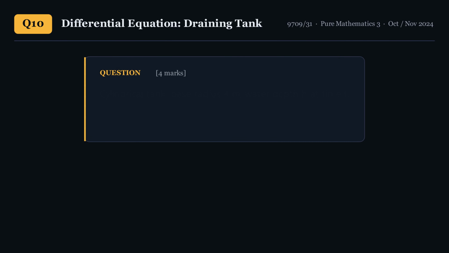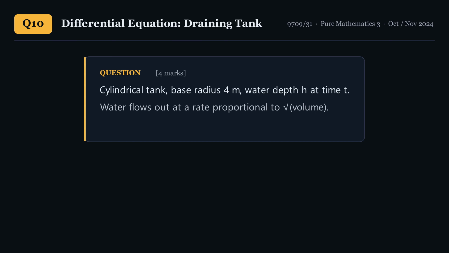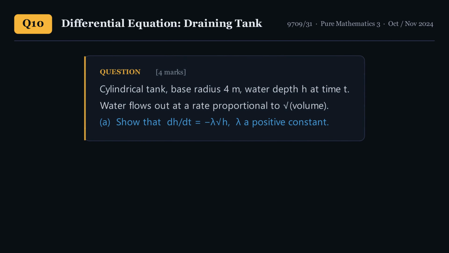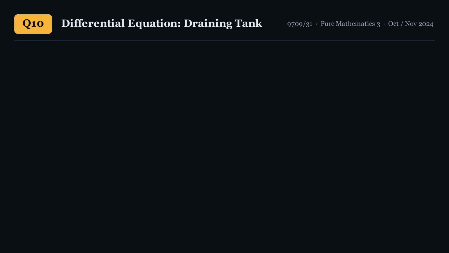A cylindrical tank has base radius 4 meters. The water depth is h at time t. Water flows out at a rate proportional to the square root of the volume. Part A: show that dh/dt equals minus lambda root h, where lambda is a positive constant. Now let's work through the solution step by step.